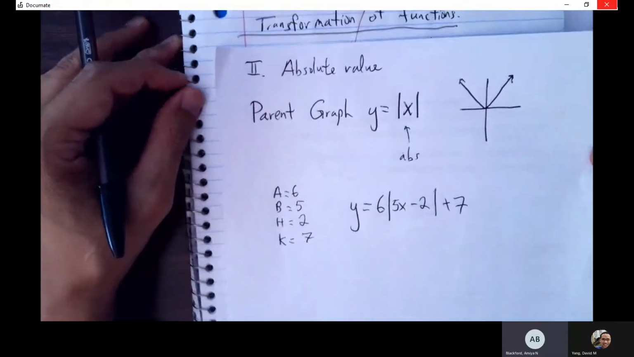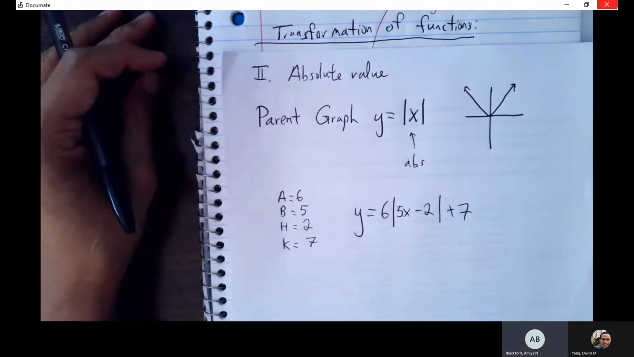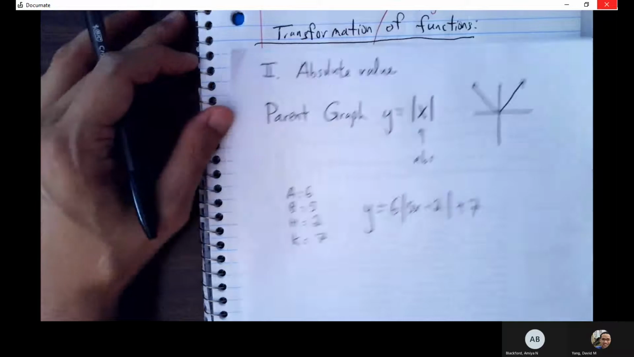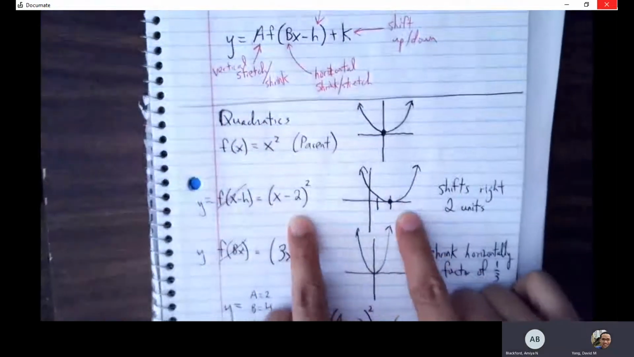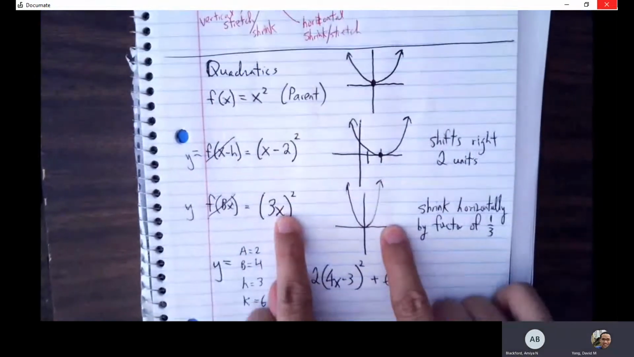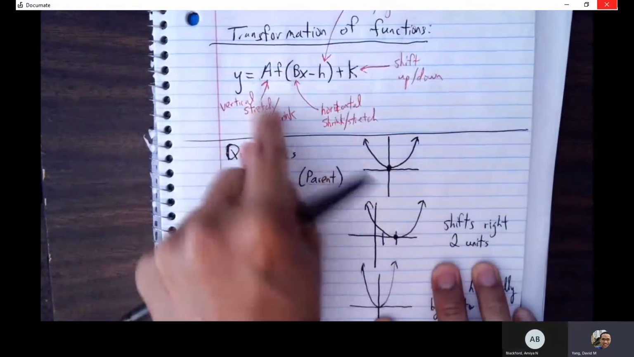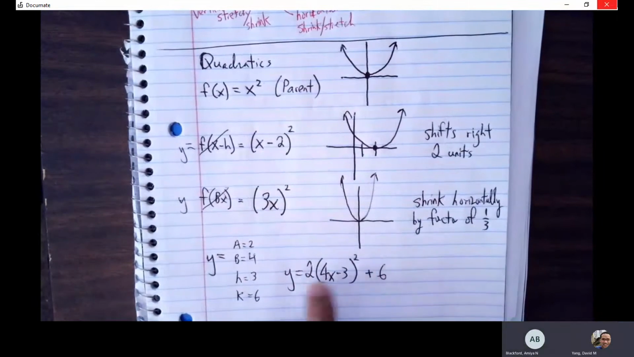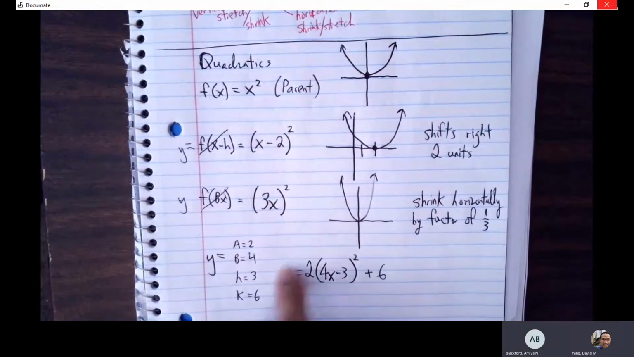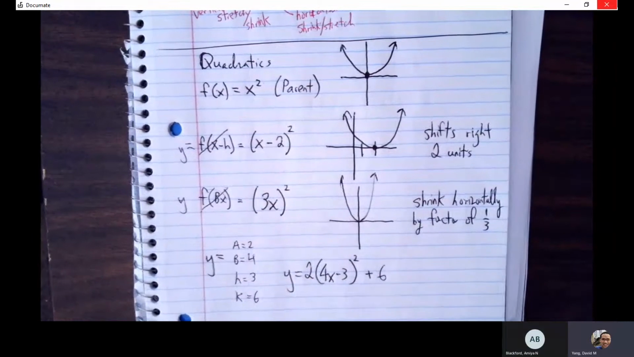Okay, that value is tricking me out. So for what we just did, we do that for all 5 of them, right? Yeah. So this one will be the first one. This one will be the second one, and then you'll do one with just a K involved. You'll do one with just the A involved, and then you will do one where A, B, H, and K are all impacting the same parent graph.